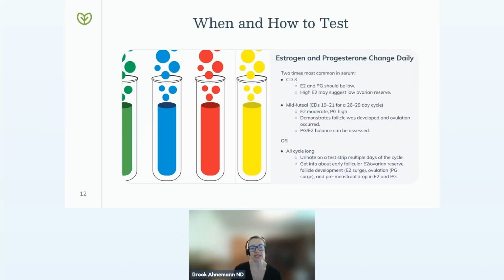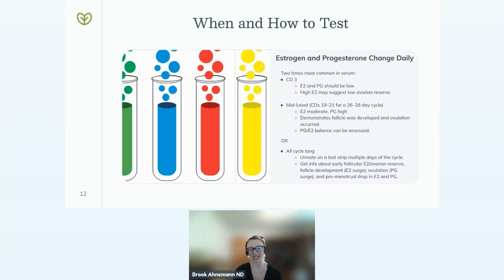So we can test these hormones, estrogen and progesterone, in serum, but it's unlikely we're going to want to map out an entire cycle in serum because we'd have to be sending a patient for a blood draw every few days. So in serum, if we're looking at estrogen and progesterone, we tend to pick two times. Early in the cycle, like around cycle day 3, when we expect estrogen and progesterone to be low, and then again, potentially around cycle days 19 to 21 when we expect more robust estrogen and progesterone. That's also when we would want to look at an estrogen progesterone balance.